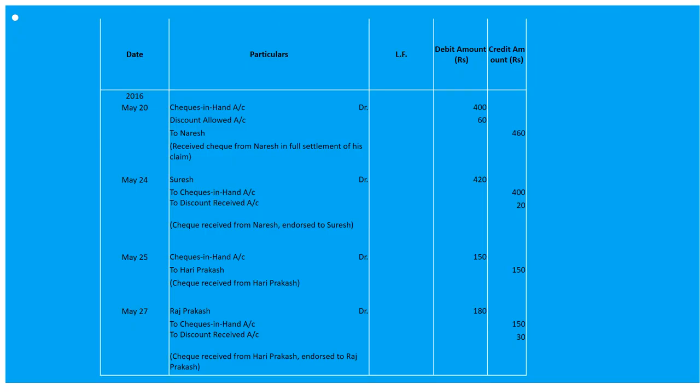Now we will record all the entries that were not done in the cash book. Like May 20th, checks in hand account debit, discount allowed account debit, to Naresh account: checks in hand 400, discount allowed 60, and to Naresh 460. For what? For received check from Naresh in full settlement of his claim. May 24, Suresh account debit, to checks in hand, to discount received: Suresh 420, checks in hand 400, discount received 20. May 25th, checks in hand account debit to Hari Prakash 150. And on May 27, Raj Prakash account debited, to checks in hand, to discount received: 180, checks in hand 150 and discount received 30 rupees.